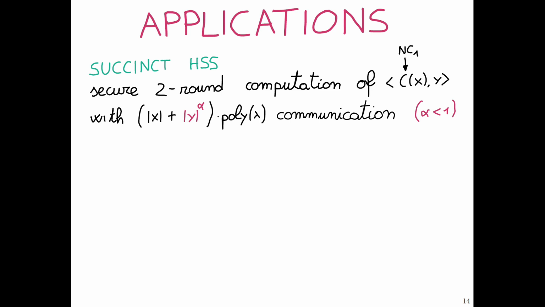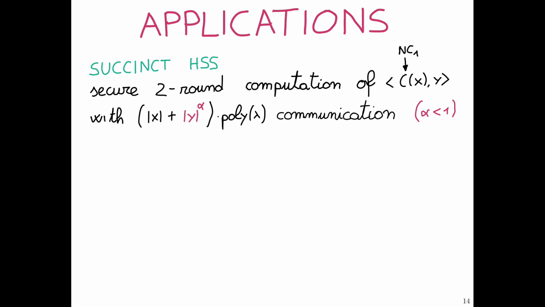Succinct HSS allows some of the inputs to the homomorphic secret sharing to be compressed to some linear size, assuming that the function being evaluated is linear in these inputs. More precisely, if C is a circuit in C1 that outputs a vector, then we can compute the inner product.